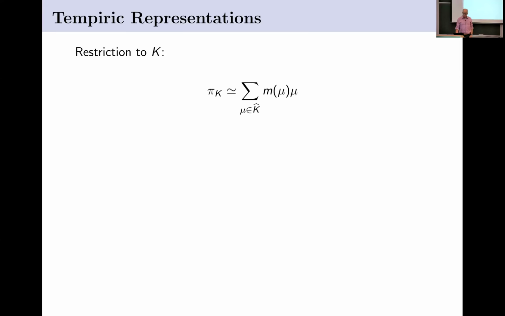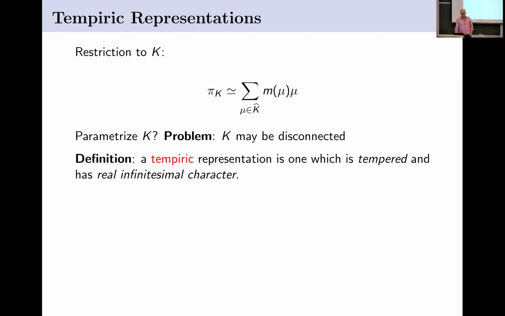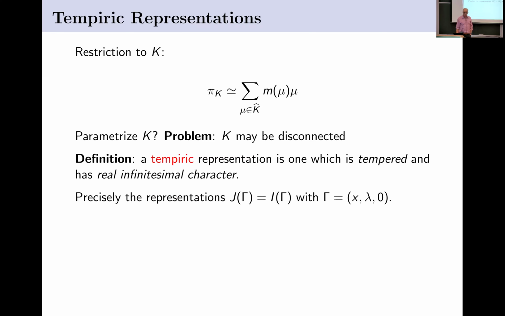We need to look at restricting to K. A representation restricting to K has a formula like this. We need to parameterize K, and well, K could be disconnected, so you can't exactly use the theory of highest weights. We define a tempered representation to be one which is tempered and has real infinitesimal character. And in terms of the x, lambda, nu parameters, real means lambda, nu is real, and tempered means nu is purely imaginary. So the intersection of those two is simply saying nu is equal to 0, which we've seen came up earlier. That's precisely these representations.